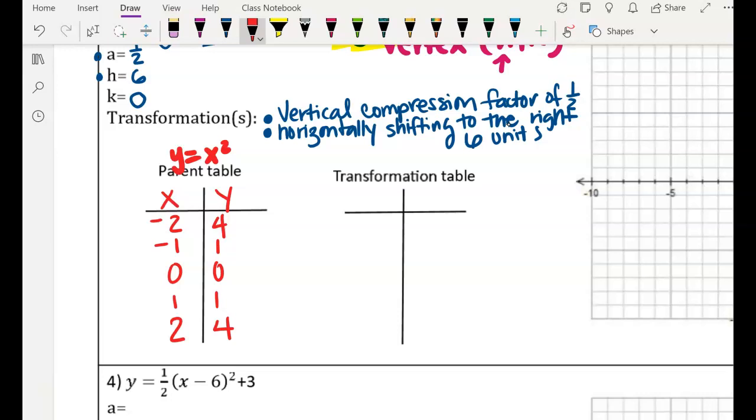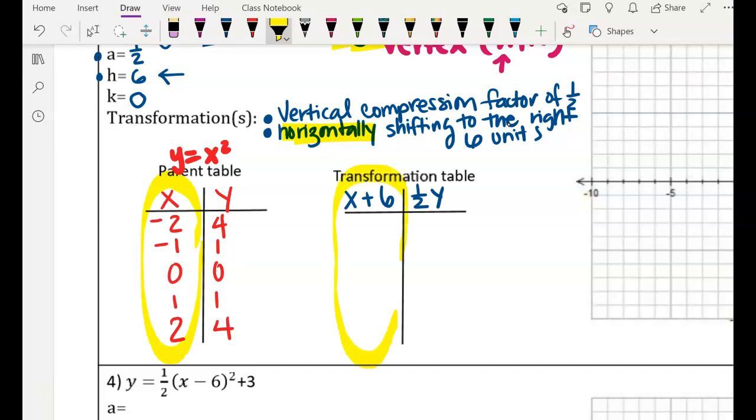First transformation is a vertical compression. It was a half. So we are going to take a half times the y. Now you have the word horizontal. That's an x change. And you have a 6. That means we take whatever x from the parent and add 6, because we're going to shift it to the right. So what I would like you to do right now is take all of these and add 6 to get our new table. This is called the transformation table.